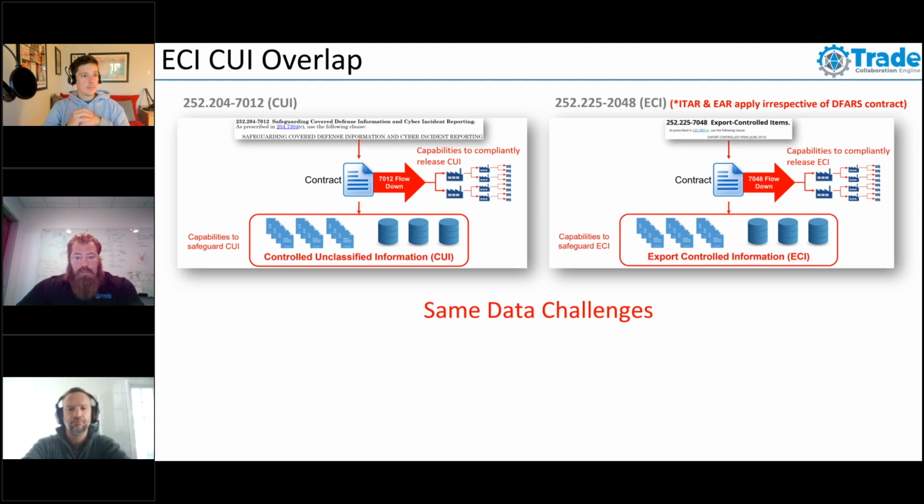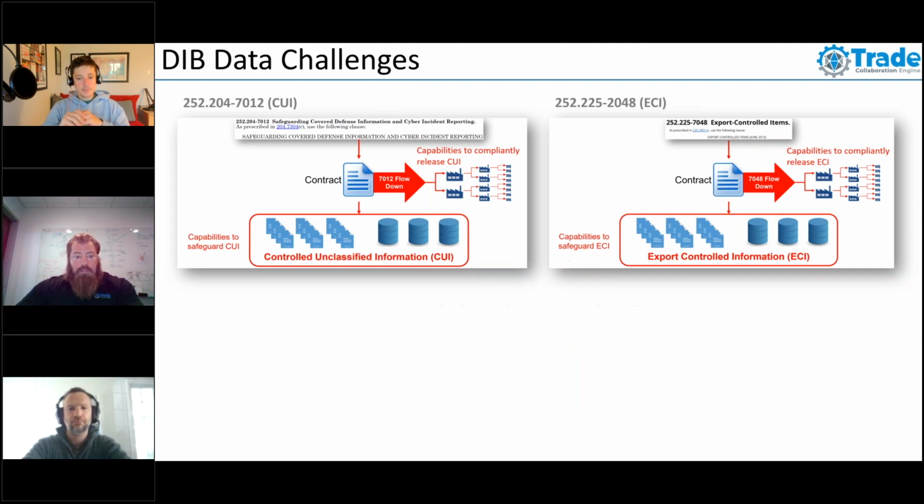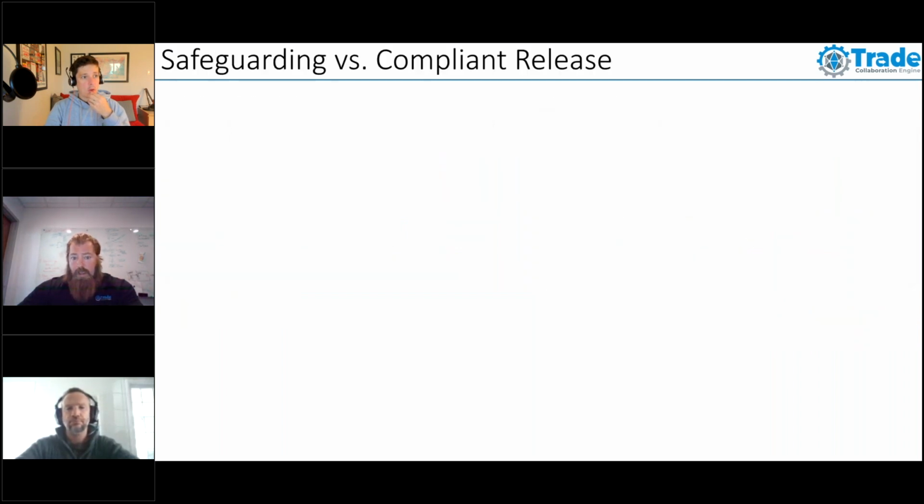Now, whether you're dealing with CUI or ECI, it's the same data challenges, right? It's all about safeguarding and compliant release. Now, from a CUI perspective, the big CMMC focus is on safeguarding. I mean, it's right in the 7012 heading, right? The focus is on safeguarding. But the entire reason that trade compliance exists, our purpose, is to enable compliant release of this information with our international partners.